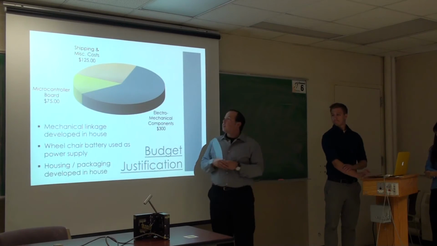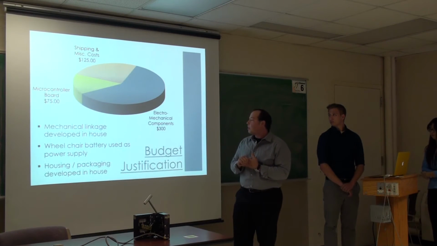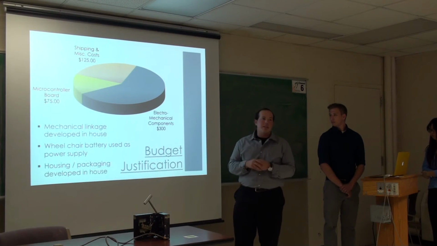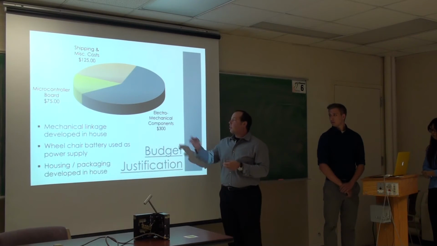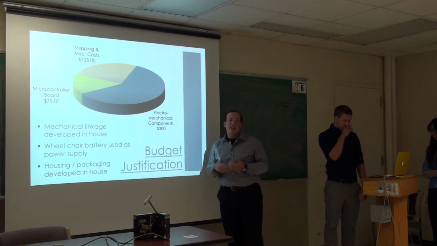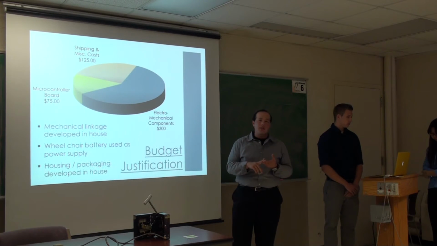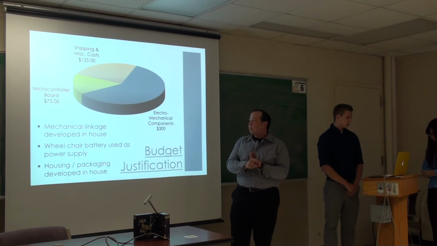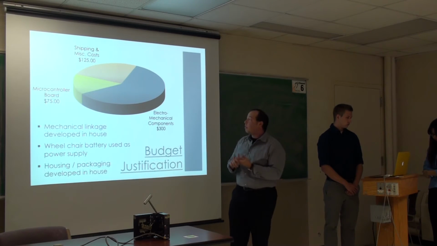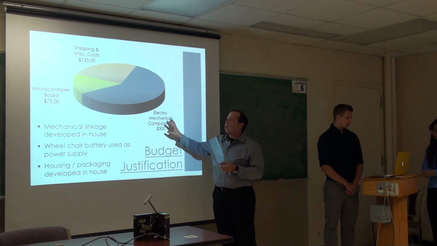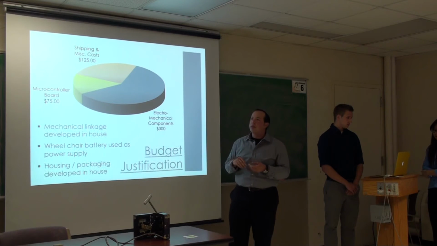We can go here. So another part of project management is the budget justification. Our budget is kind of simple, where we only have 3 main areas that we're going to split up our money. Electromechanical components will be our biggest cost: the 2 actuators, load sensors, and any other linkage that we want. We budgeted about $300 for the total cost of that.